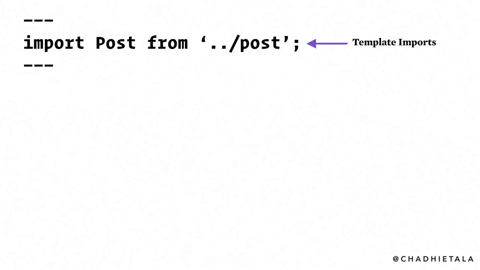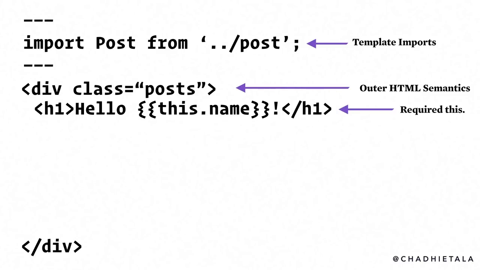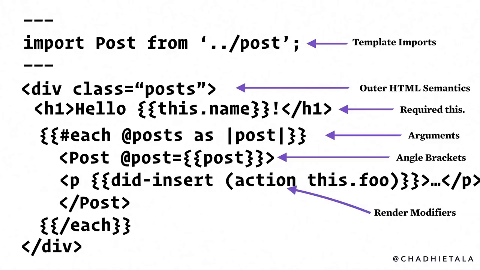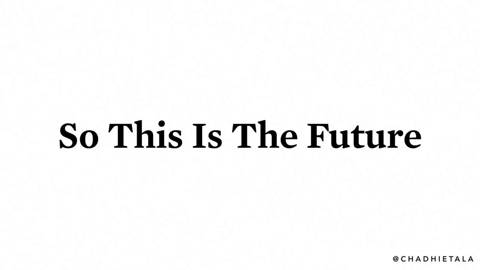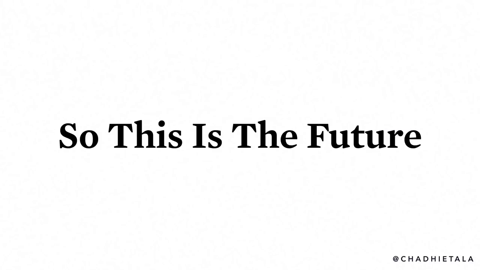So, a quick recap. Someday we'll have template imports. The components will be outer HTML. There's required this. Arguments have the at sigil prefix, angle bracket invocation, and then we'll have these render modifiers. So that is the future. This is where we're thinking the template language is going to go. Granted, there's a couple things in here that are still very much early on in the design phase, but these are the things that the core team is really thinking about.